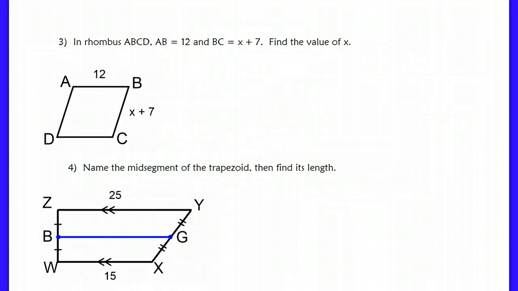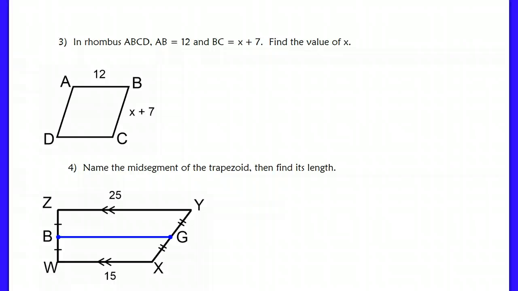I would like you to pause the video right now and then apply what we just learned in problems 3 and 4. So I'd like you to try these ones on your own and see if you understand the vocabulary and how to solve some of these problems. So go ahead and pause, and then when you replay, you're going to hear me explain the solution as well. Okay, so now that you're done pausing, let's go through the solution.